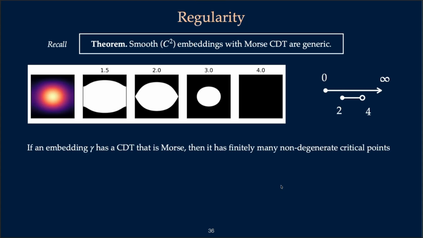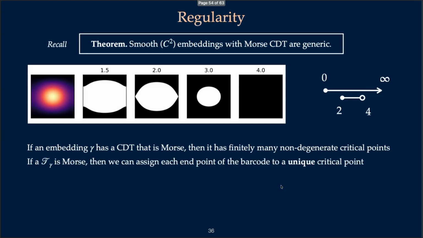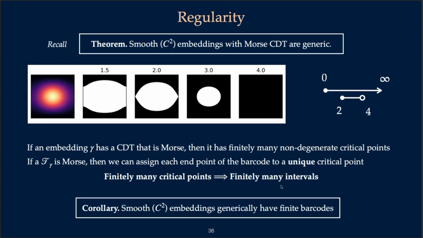So if an embedding has a causal distance transform that is Morse, it has finitely many non-degenerate critical points. If it's Morse, then we can assign to each endpoint of the barcode a unique critical point. And finitely many critical points imply finitely many intervals. As a corollary, smooth embeddings generically have finite barcodes.